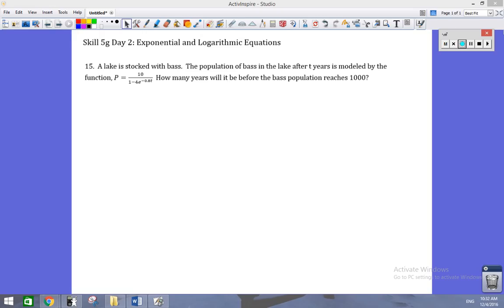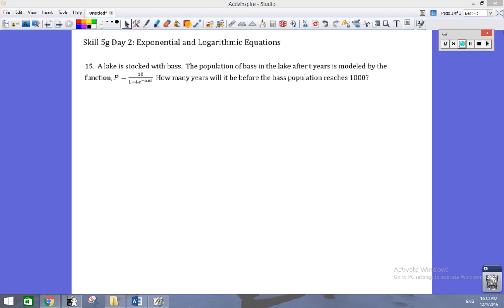We are looking at skill packet 5, which is exponential and logarithmic functions. And in this skill 5G, we're solving equations. The last few problems on this day 2 skill 5G are a few application problems. It gives us a function that is modeling something where the input and output mean something, and we're just replacing the left-hand side with a number, then solving an equation.